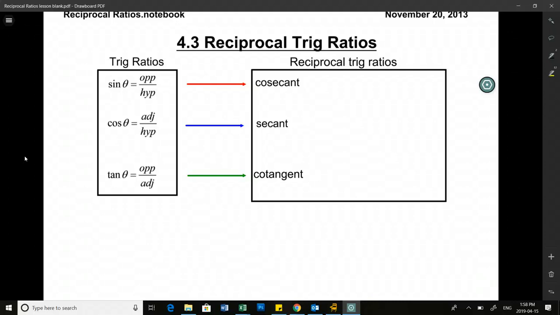All right, so we know the three primary trig ratios. We call them the primary trig ratios because there's a set of ratios which we sometimes call the secondary trig ratios. They're also known as the reciprocal trig ratios.